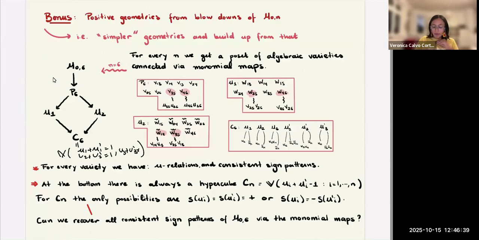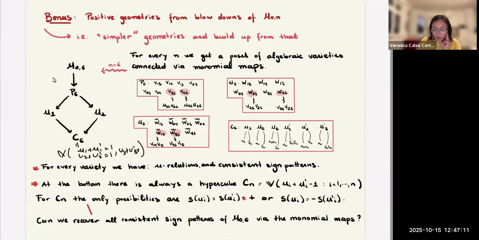And so in this setup, for every variety, we're going to get U relations, which are all given by the projections of the U relations of M06. We're going to get consistent sign patterns again in these extended U relations. And the very nice thing is that at the bottom, there is always a hypercube. And the nice thing about the equations of the hypercube is that it's very easy to see what are the consistent sign patterns.